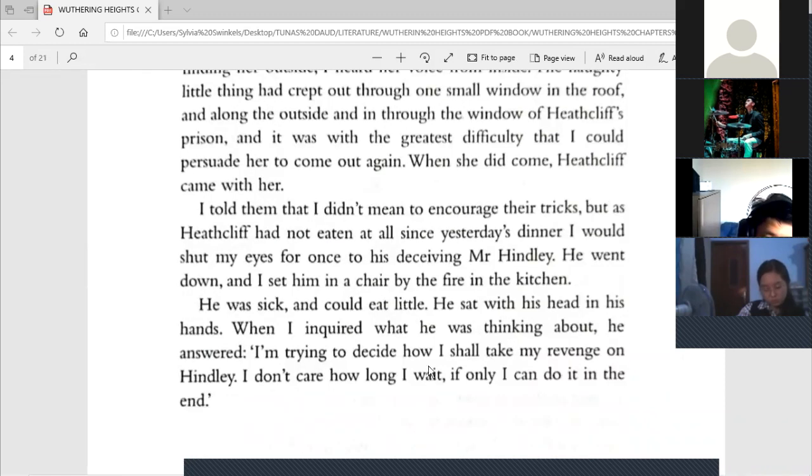Yes? From here to here. Oh yes. Okay. Now, this part: he was sick and could eat little. He sat with his head in his hand. But that was incorrect. What he was thinking about, he answered, was trying to decide how he shall take his revenge on Hindley. I do not care how long I wait, if only I can do it in the end.